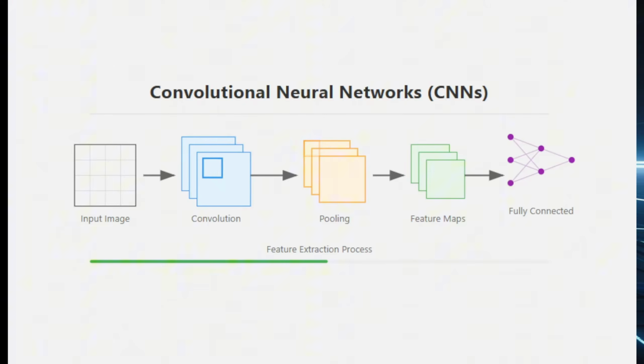Convolutional neural networks, or CNNs, you can think of like the AI's eyes. They excel at analyzing visual data, helping the AI understand the content and structure of the input image. They identify objects, recognize patterns, and extract features that are crucial for motion prediction.